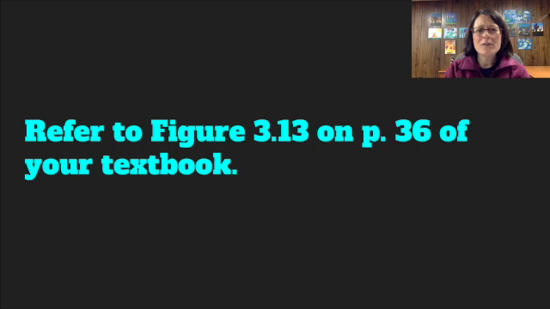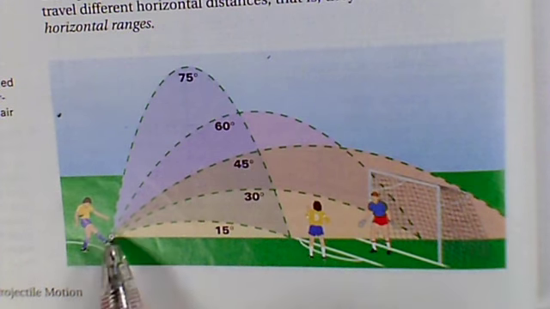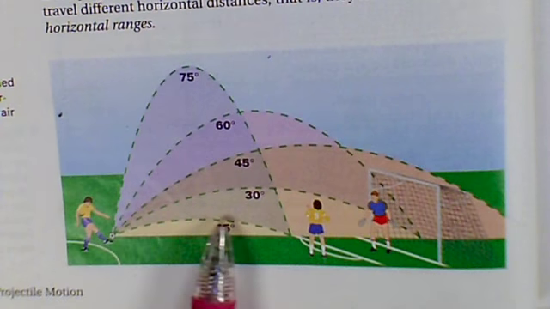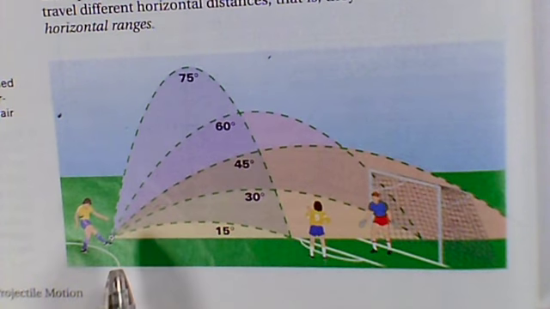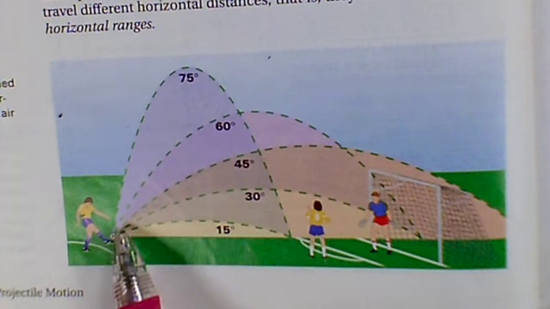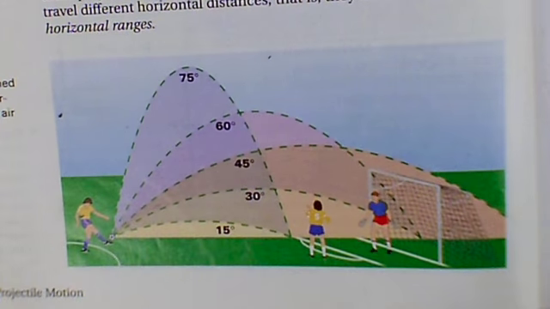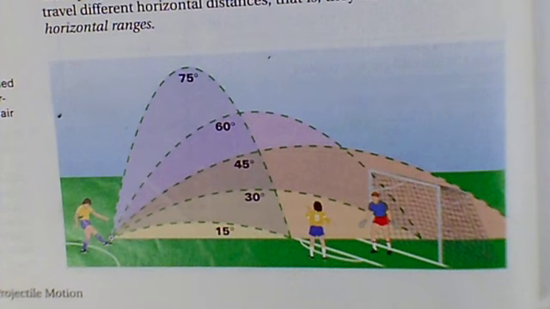Now we're going to take a look at figure 3.13 on page 36 of your textbook. In figure 3.13, we have a soccer player kicking the ball at different angles. And what we see is the distance it travels when that player kicks it at different angles. And the important thing to see here is that at a 45-degree angle, the ball will go the farthest.